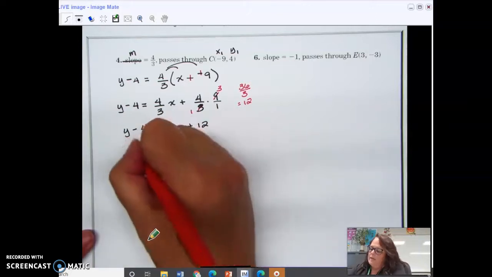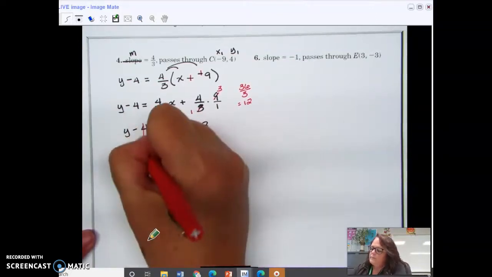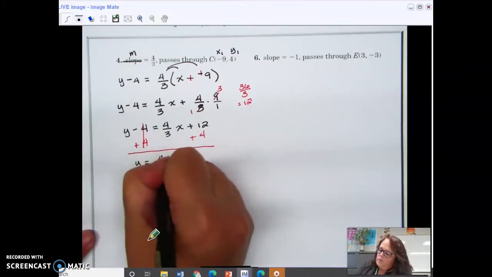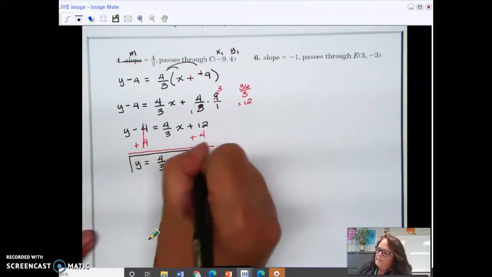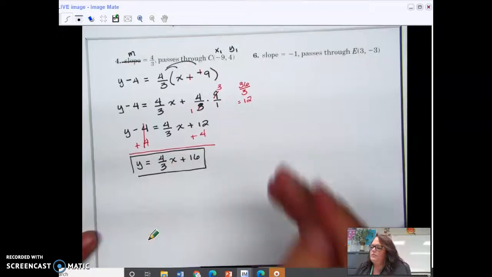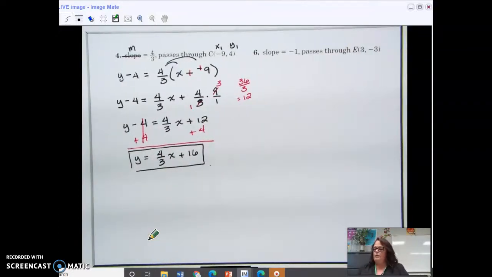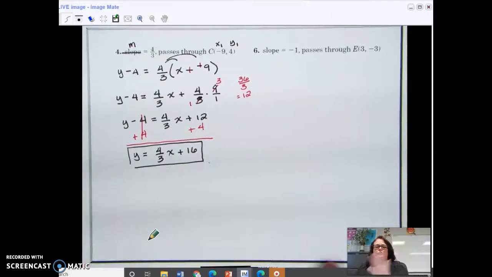And then to get y by itself, we're going to add 4 to both sides. And so we get y is equal to 4/3 x plus 16. If you ever doubt yourself, you can always plug this point back in and double check. And notice the slope stayed 4/3, so we're okay on that part. All right, so I'm going to use the other method for number 6, but you use whichever method you like. Pause the video and go ahead and work that one out.